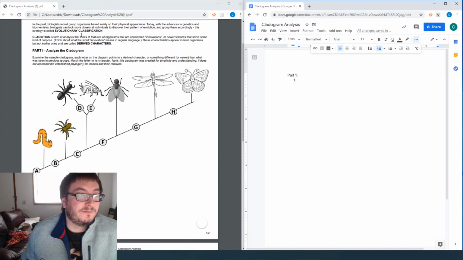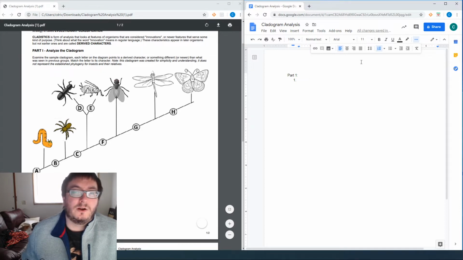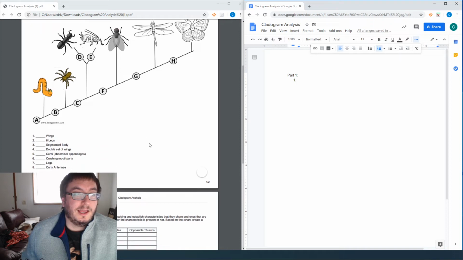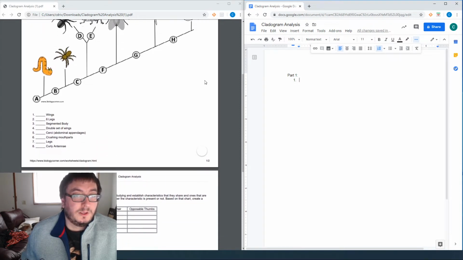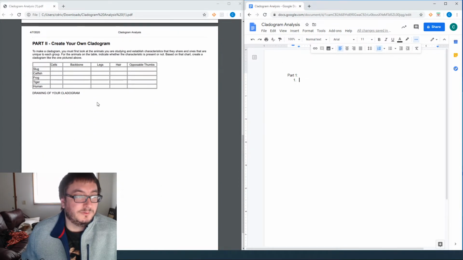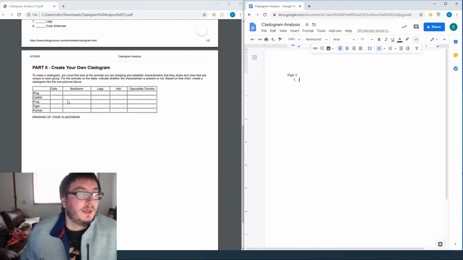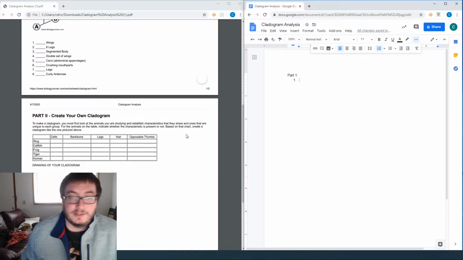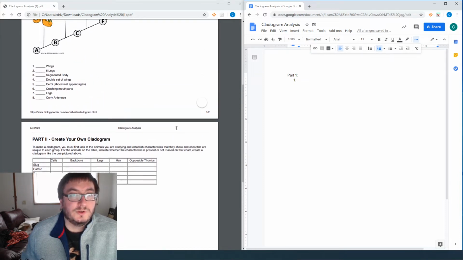So as you see, I have my paper opened up, and over here on the right, I have a blank Google Doc. I renamed it Cladogram Analysis because that's what it should be named, and that's what I'm going to see when you share with me. Now, there are two parts to this. There's part one, which is just analyzing the cladogram, and then there's part two, which is creating your own cladogram. You don't have to actually draw it, but we are going to be basically making this chart and trying to go through and answer these questions and put which ones have what.